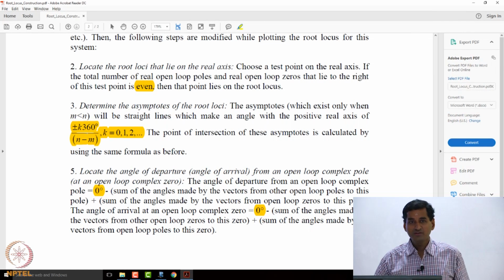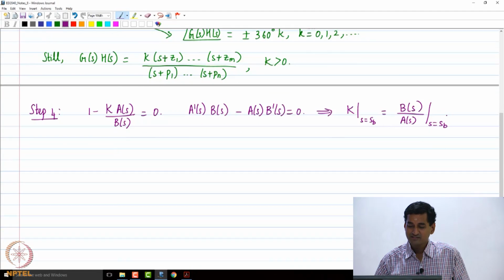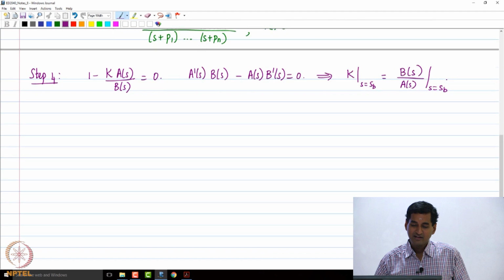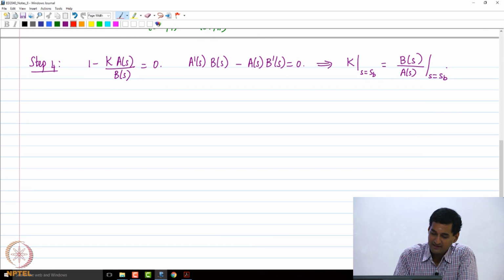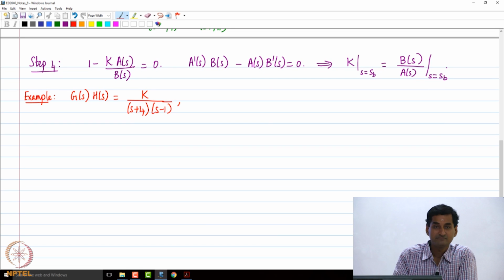So, now let us go and repeat the exercise that we have already done, and then we will check out what are the changes that we get. As an example, let us repeat the same exercise and you please help me in doing this. I think the first exercise that we considered had the open loop transfer function k divided by s plus 4 times s minus 1, am I correct? Right, with k greater than 0. Was it right? Correct? Yeah.